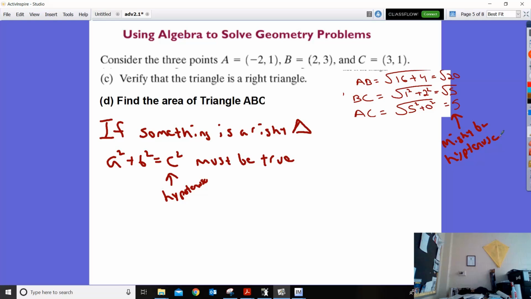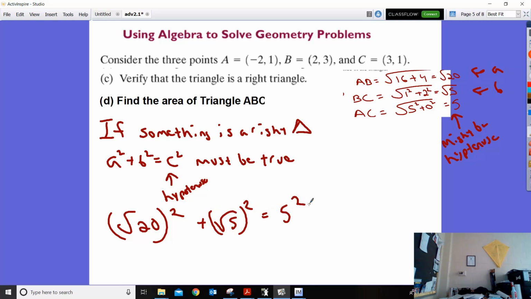So now I just plug the numbers into the Pythagorean theorem to see if it's true. So one of my legs is root of 20. Doesn't matter what A or B are. Never did before. Doesn't matter now. If I was a little confused, I just call the first one A and the second one B. Plus root 5 squared must equal 5 squared.